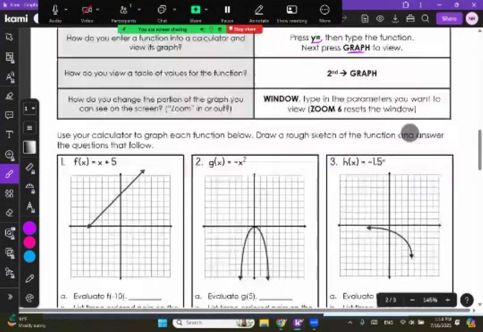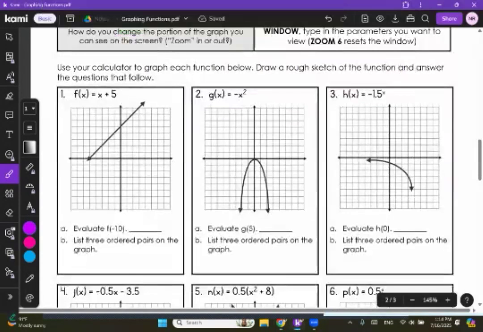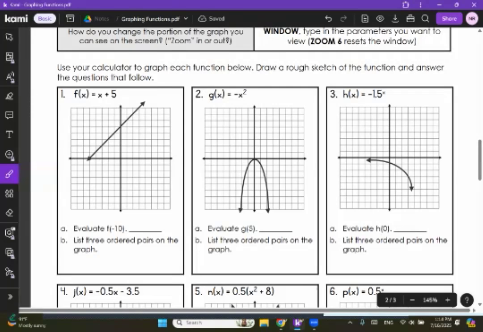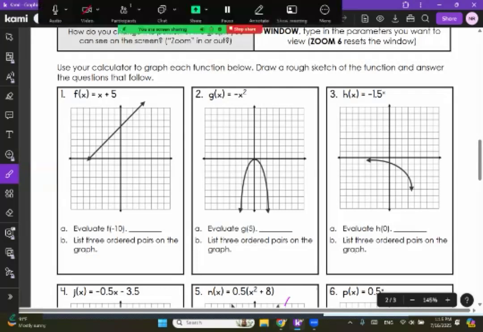Now it says use your calculator to graph each function below, draw a rough sketch of the function, and answer the questions that follow. And it looks like I had already included the graphs with them. So we're just going to continue practicing what we did yesterday and evaluate these numbers. So evaluate f of negative 10. Oh, we actually have to graph it on the calculator because negative 10 is way over here. Okay. So let's do that.